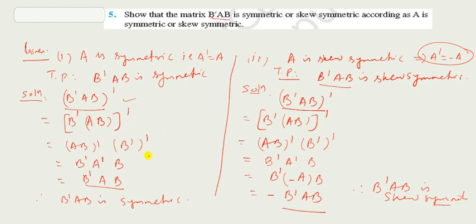So if a matrix on transpose gives the same matrix, it is symmetric, and if a matrix on transpose gives the negative of that matrix, then it will be called a skew symmetric matrix. You also see this question or solution once again carefully. Next question, let us proceed further.